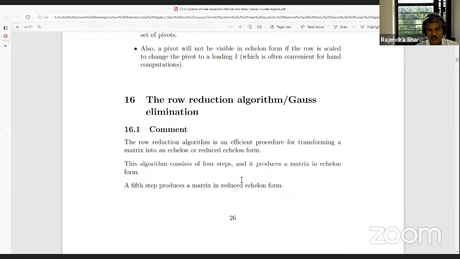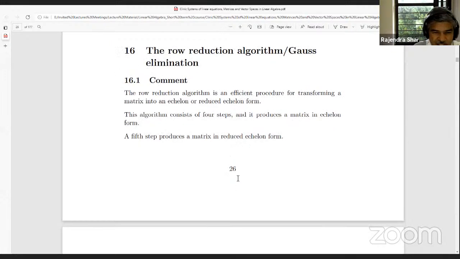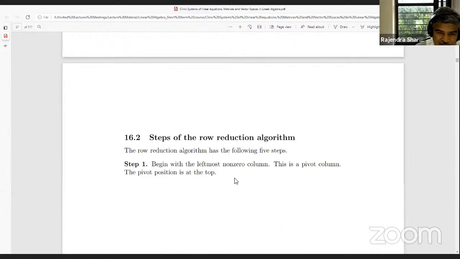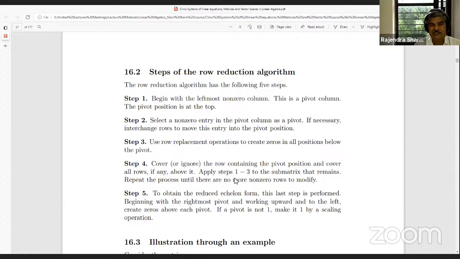The row reduction algorithm, or Gaussian elimination, is a very efficient procedure for transforming a matrix into an echelon or row reduced echelon form. So just to write it stepwise, step 1: begin with the leftmost non-zero column. This is the pivot column. The pivot position is at the top. Step 2: select a non-zero entry in the pivot column as a pivot, and if necessary, interchange rows to move this entry into the pivot position. Step 3: use row replacement operations to create zeros in all positions below the pivot.